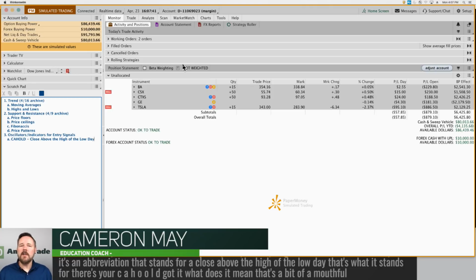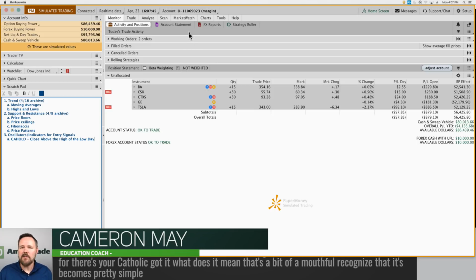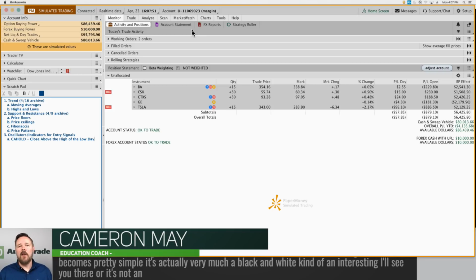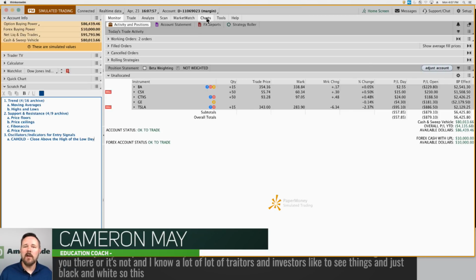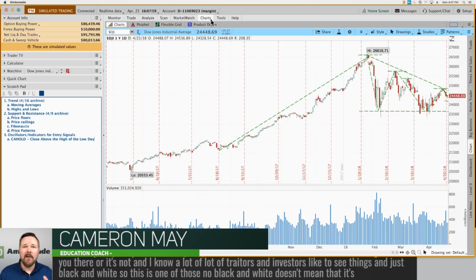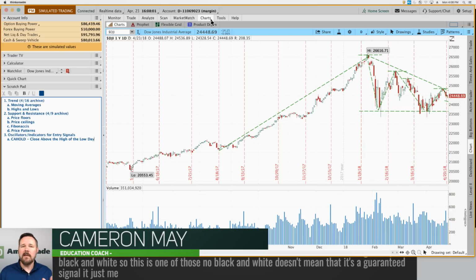On a chart, once you've learned how to recognize it, it becomes pretty simple. It's actually very much a black and white kind of an entry signal. It's either there or it's not. And I know a lot of traders and investors like to see things in just black and white. So this is one of those. Now, black and white doesn't mean that it's a guaranteed signal. It just means that you can recognize it once you determine what you're looking for.